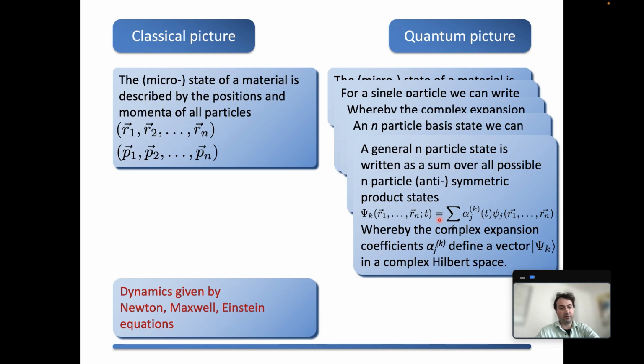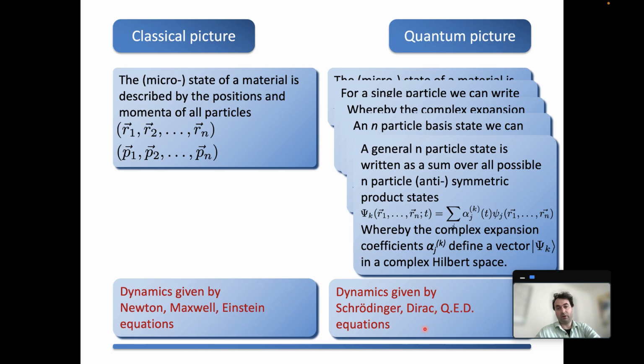So in a classical picture, the dynamics is given by the Newton equations, or the Maxwell equations if you have electromagnetic fields, and then the Einstein equations if you want to make things relativistic. In the quantum picture, the dynamics is given by the Schrödinger equation, or the Dirac equation if you want to include the relativistic effects, or quantum electrodynamics when you want to truly include the full interaction between the electromagnetic fields and electrons.